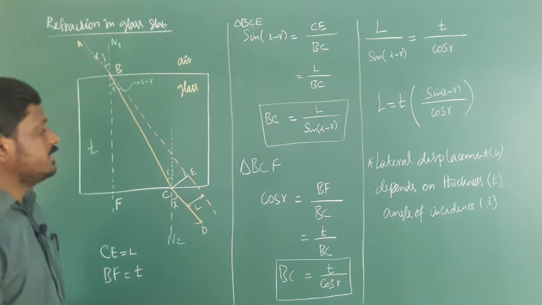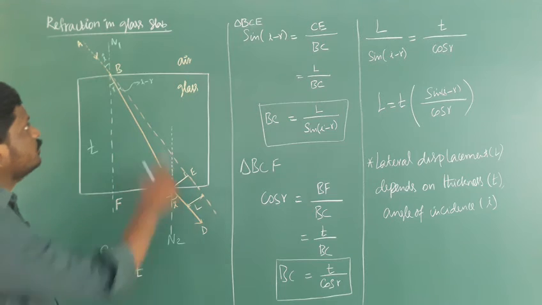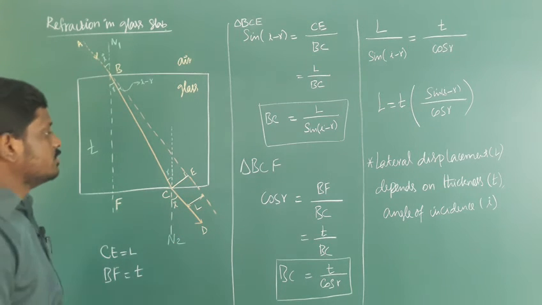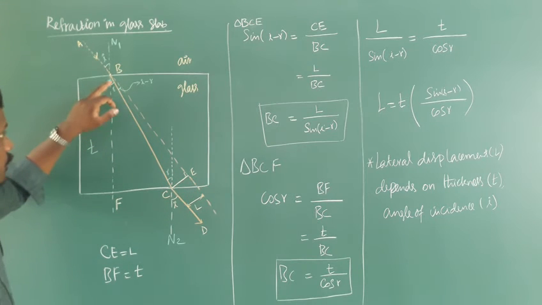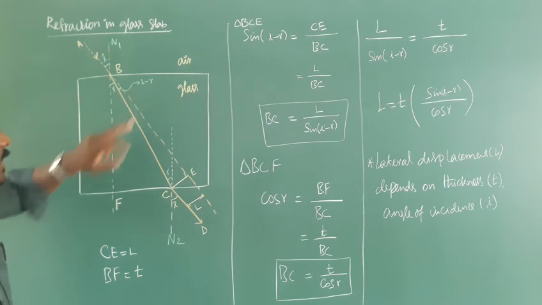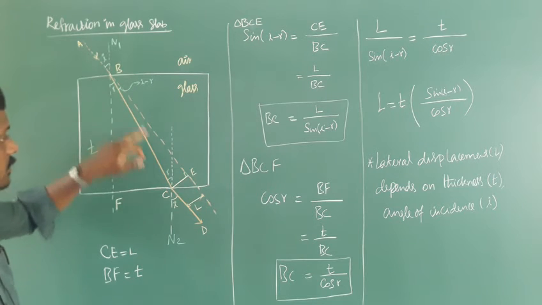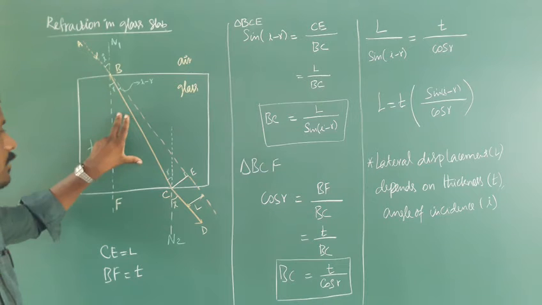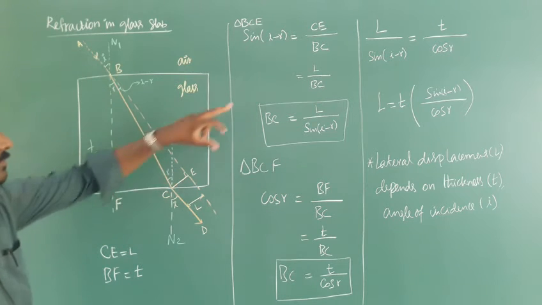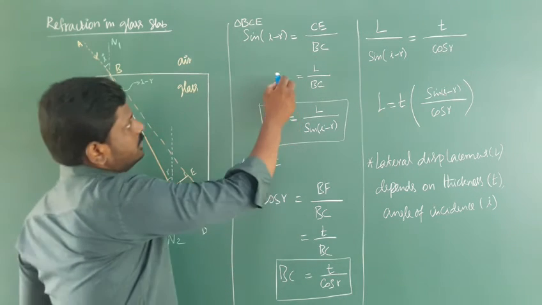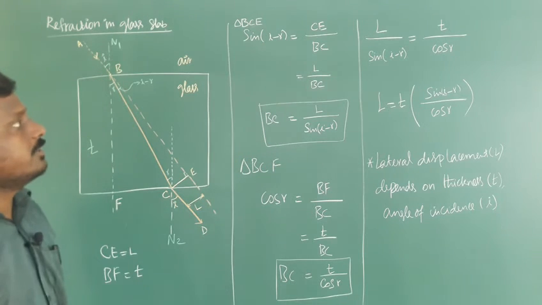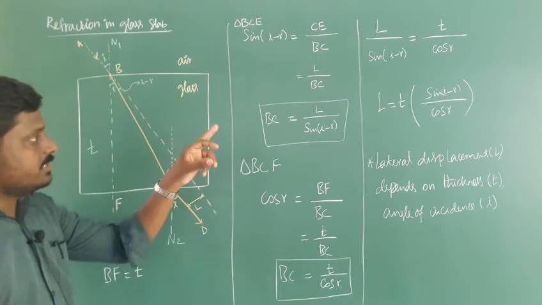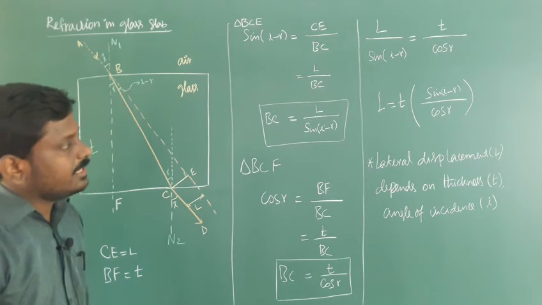In triangle BCE, which is a right angled triangle, sin theta equals opposite by hypotenuse, where theta is I minus R. So sin theta equals CE by BC, and CE equals L. So sin(I minus R) equals L by BC. We need BC, so BC equals L by sin(I minus R).